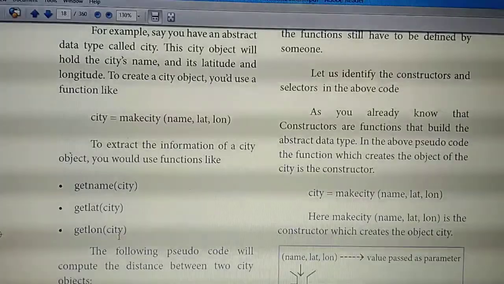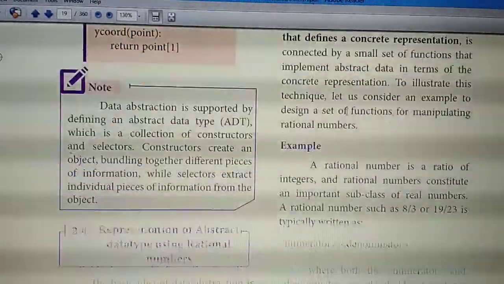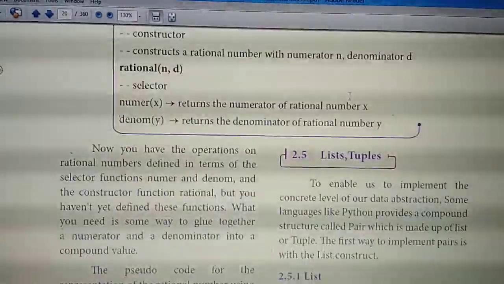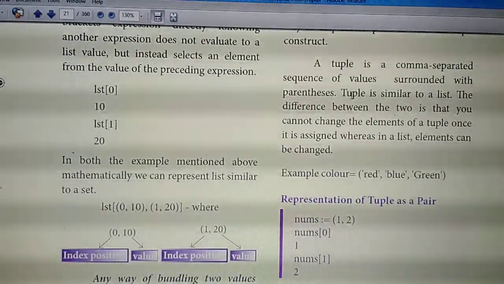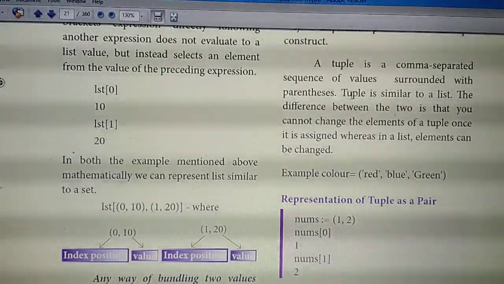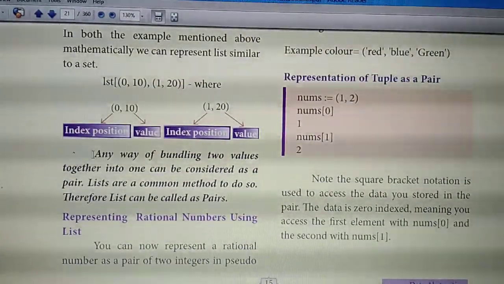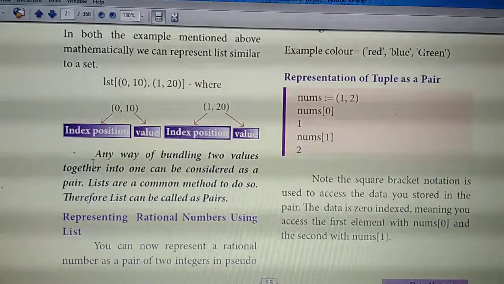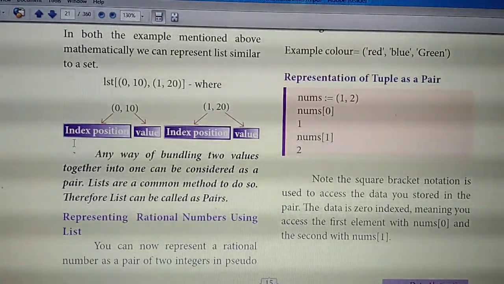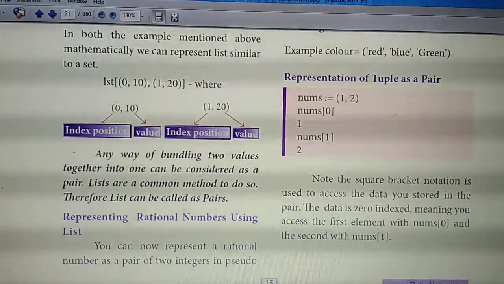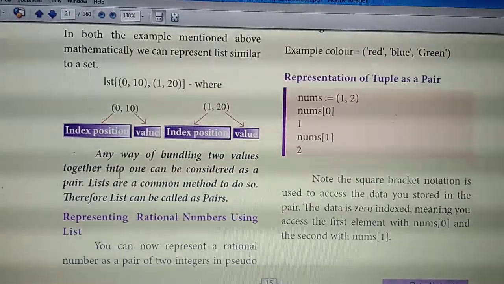Then third question. Take page number 15. Define what is a pair. Take page number 15. All of you take page number 15. So this is any way of bundling of two values. The letters they have given in bold and black color. Any way of bundling of two values. This is the first point. It's called pairs. Okay. Have you all marked any way of bundling of two values together?